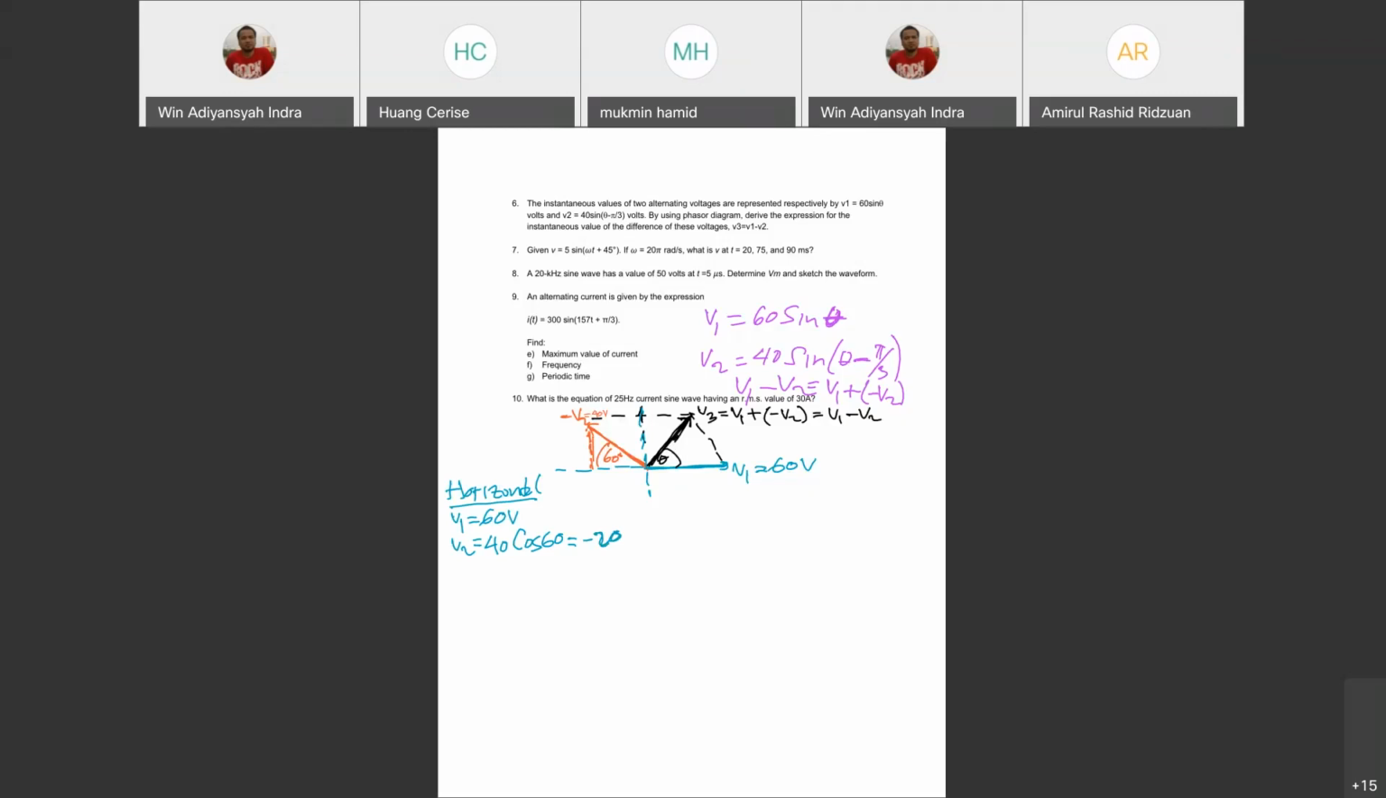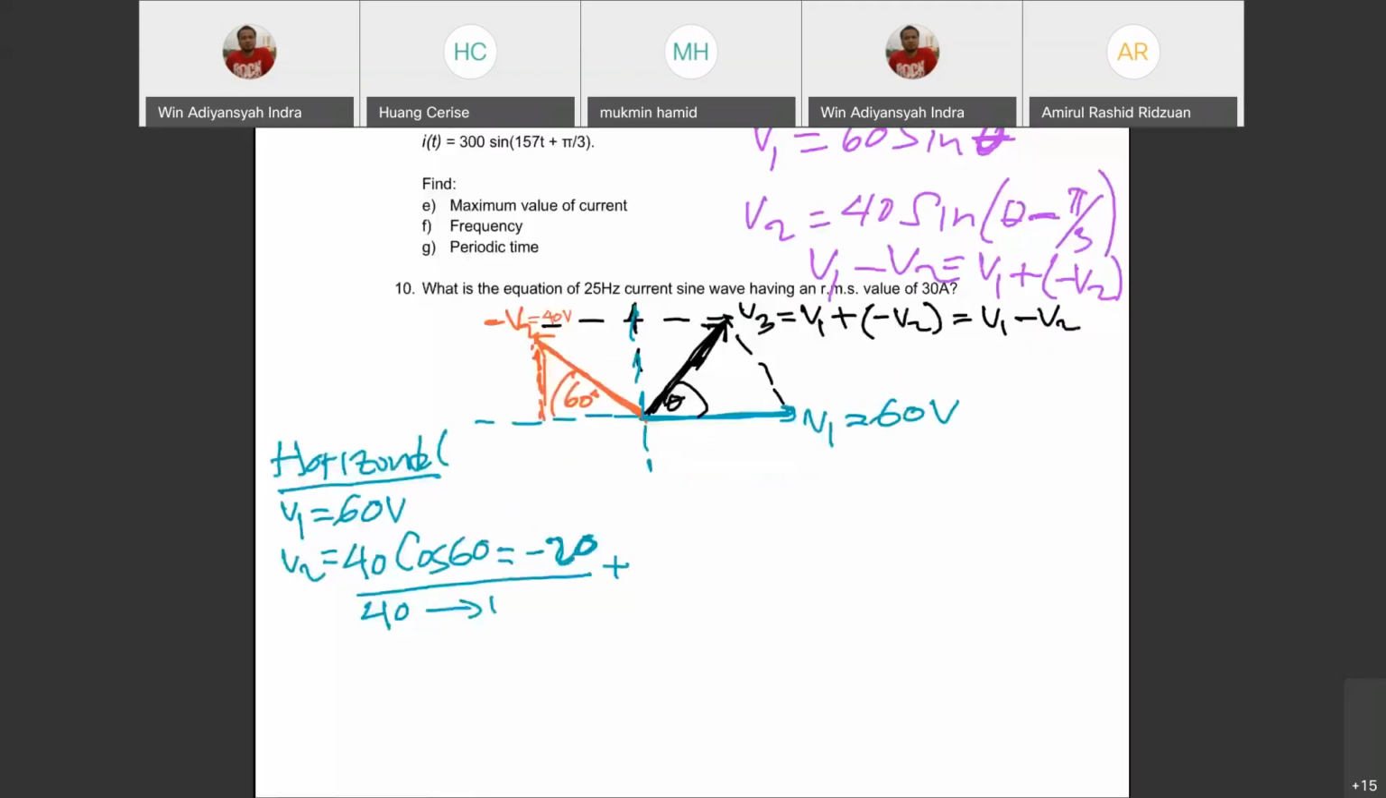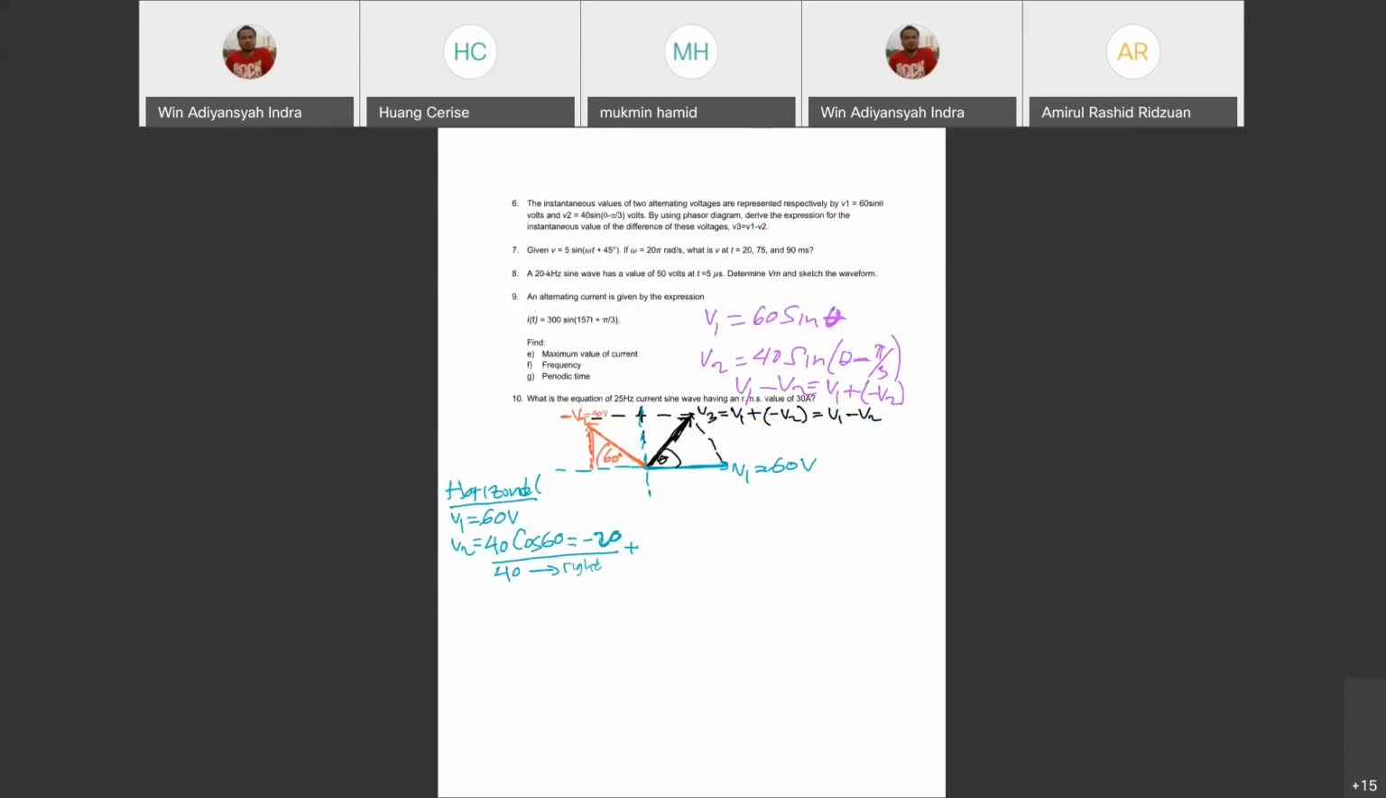So the total component is 60 minus 20, which is 40. Direction is to the right, because 60 is bigger than 20.